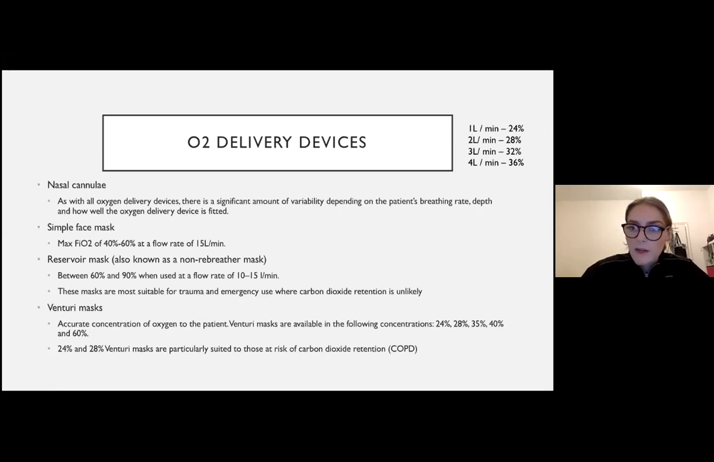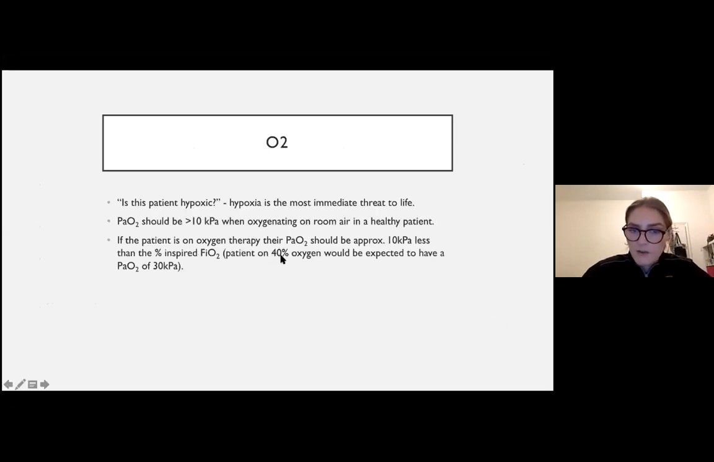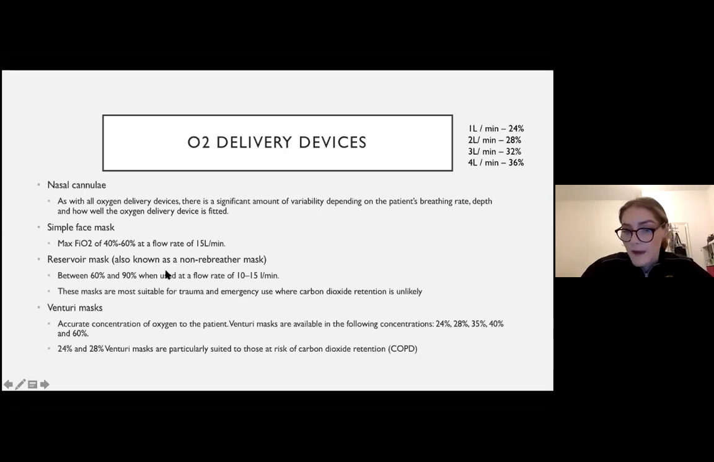So if you saw a patient on 4 litres of oxygen via nasal cannula, know to look at their oxygen and take 10 away, as I said previously. Patient on 4 litres, so it would be 36% oxygen, so you'd expect them to have an O2 of 26 or thereabouts. And if it was lower than that, then they would still be hypoxic. And then a simple face mask, you can put 15 litres through it, sometimes called a Hudson mask, but the max you'll get is 40 to 60%.